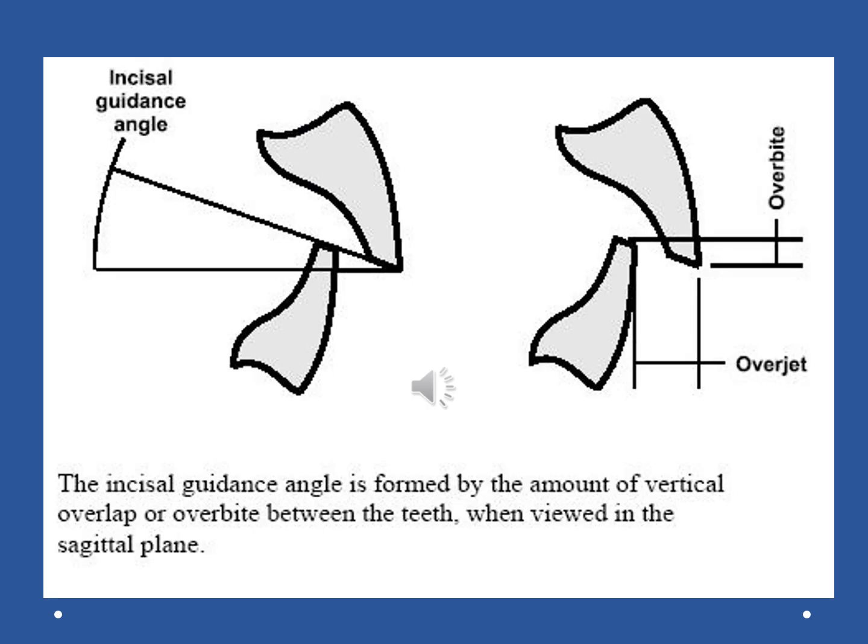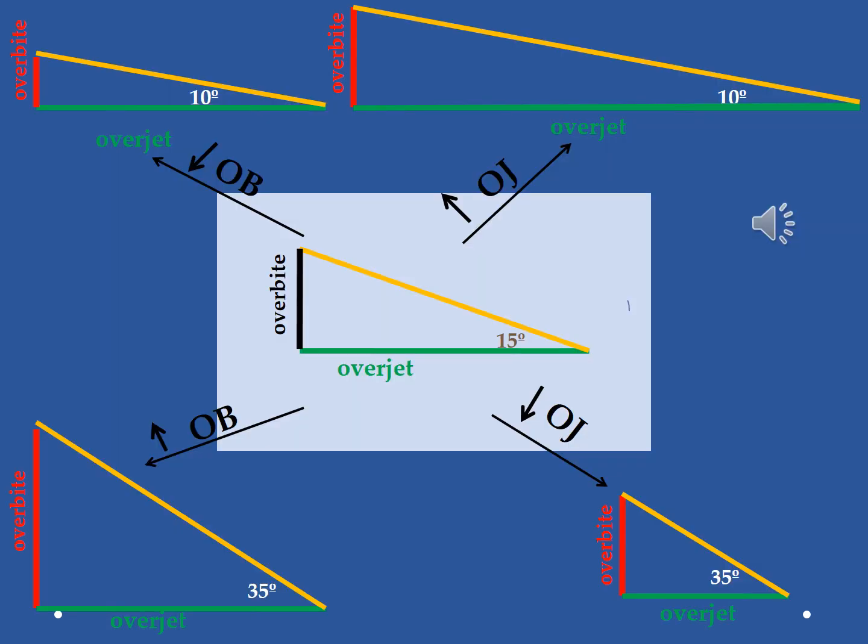So the incisal guidance angle is formed by the amount of vertical overlap or overbite between the teeth when viewed in the sagittal plane. Now, to understand the effect of overbite and overjet on the incisal guidance angle, look at the middle of this slide. We have a right angle triangle where the horizontal arm is the overjet, the vertical arm is the overbite, and the angle, the 15 degrees here, is representing the incisal guidance angle.